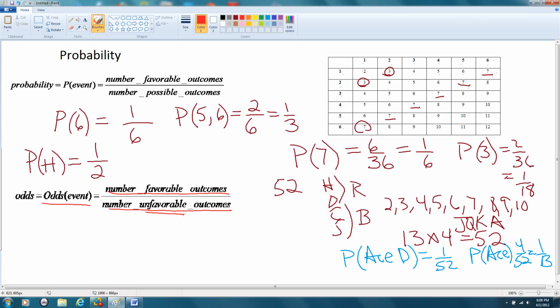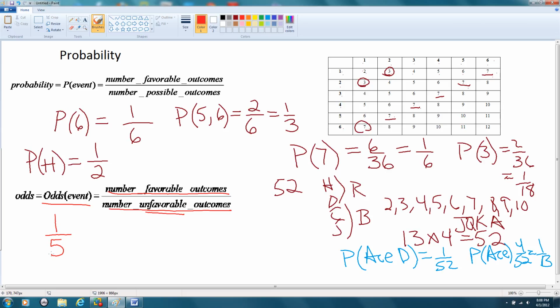So, for example, the odds of tossing one die and throwing a 6: one favorable outcome, I win on the 6, whatever I pick, and if I get a 1, 2, 3, 4, or 5, I lose, and there's 5 of those possibilities. So the odds of getting a 6 on one die is 1 out of 5.